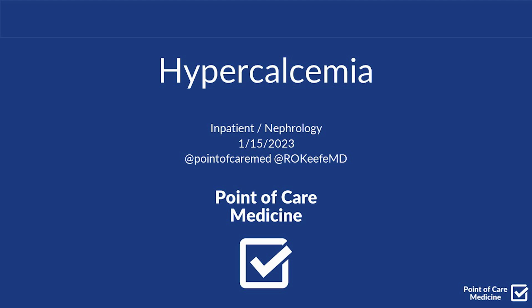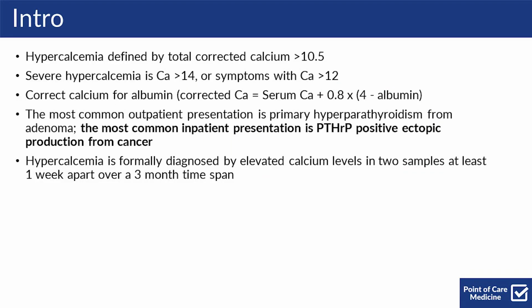Today's topic is hypercalcemia, with a focus on the inpatient setting. As an introduction, hypercalcemia is defined by total corrected calcium over 10.5. Severe hypercalcemia is a calcium over 14, or symptoms with a calcium over 12. You have to correct calcium for albumin level.